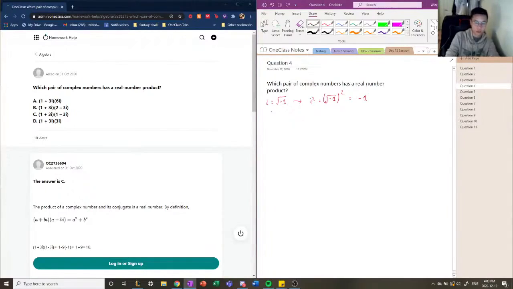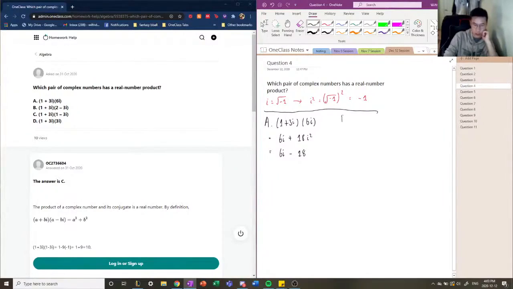So first of all, let's do it for A. For A, we have 1 plus 3i times 6i. So that would equal, if we expand, 6i times 1 is 6i, plus 18i squared, right? And we know that i squared is equal to -1, so we get 6i minus 18. So we get another complex number. This has an imaginary and a real component, so this is not the solution we're looking for.